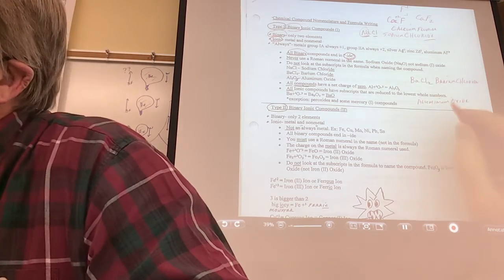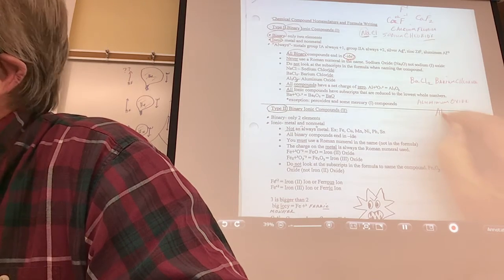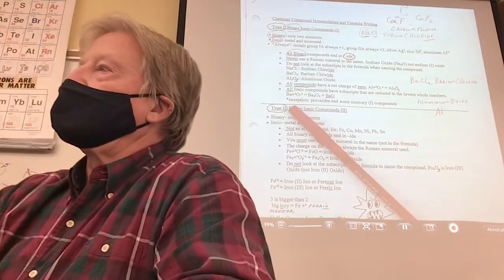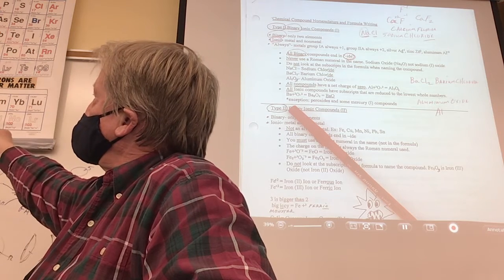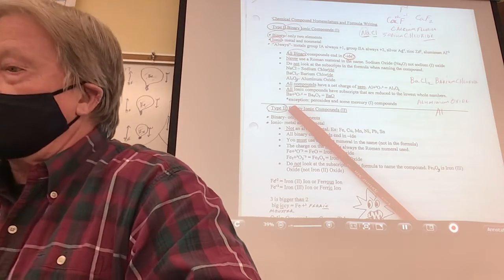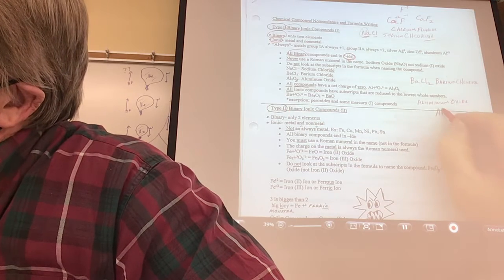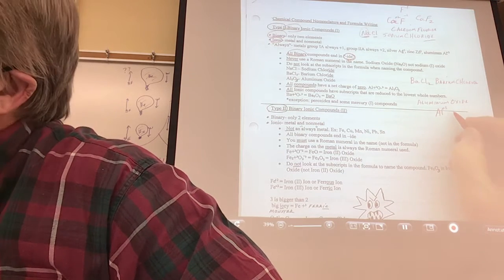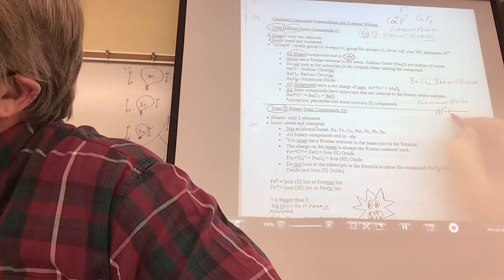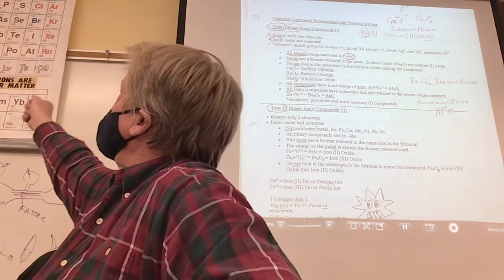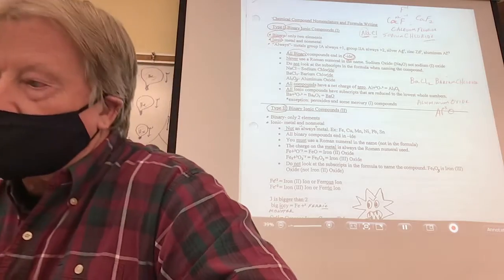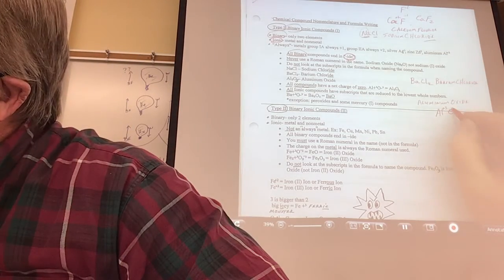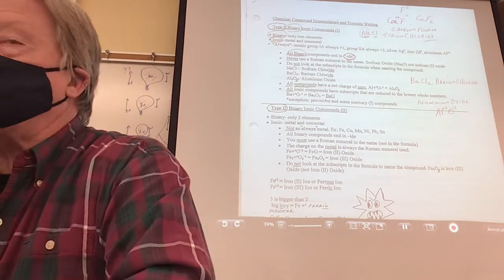So aluminum is +3. How'd you know that? Because it's on the chart. +3. +1, +2. It's always metal, isn't it? So it's always +3. Go ahead. And then oxygen is -2. How do you know that? Because it's in group 6. Not -1, but -2. But Daniel, that's not going to work because it doesn't add up to 0.